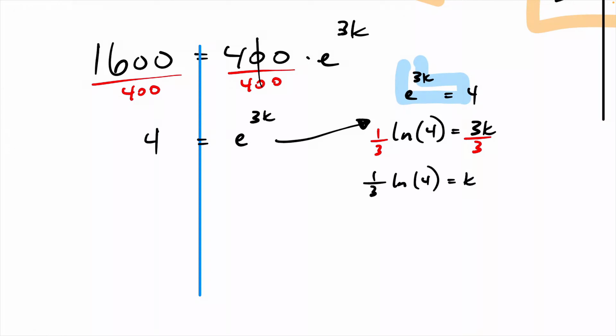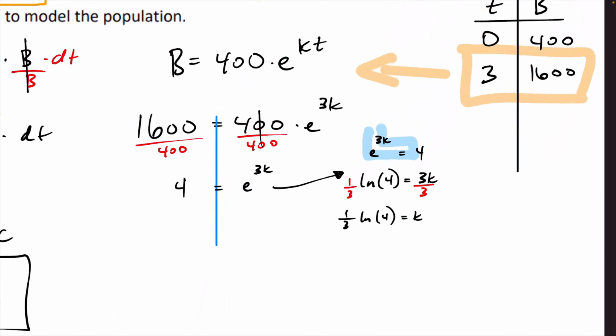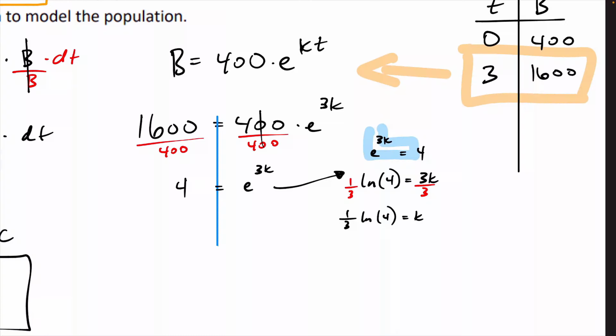So my last step is put that back into the one I kind of started here. B and T, we don't know. It changes on every problem. They're variables. Variables change on every problem, right? K will not change because it's not a variable. K will always be 1/3 natural log of 4.